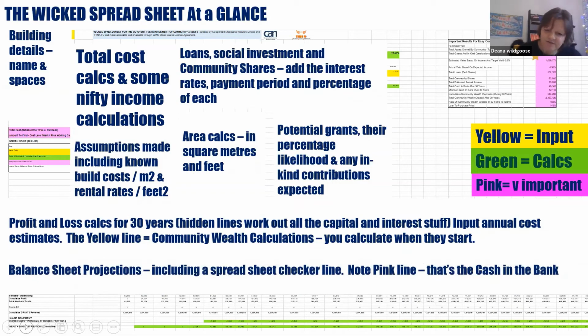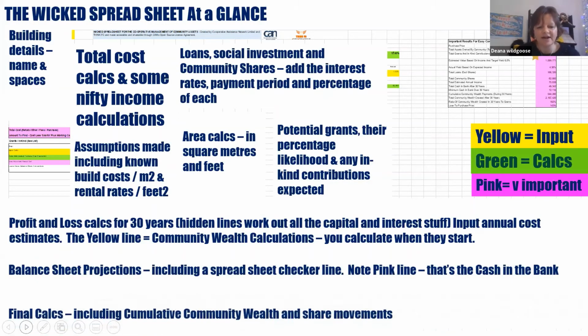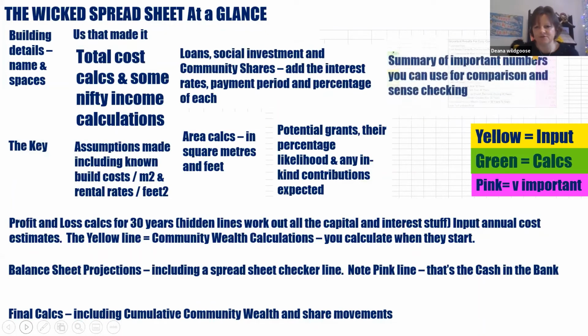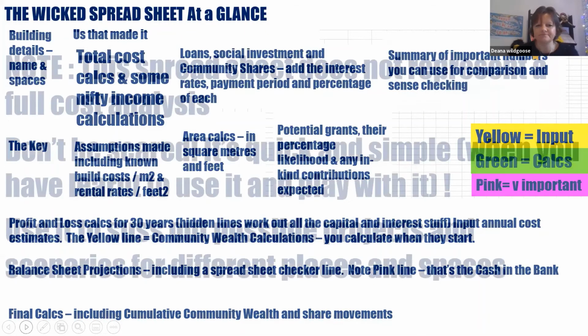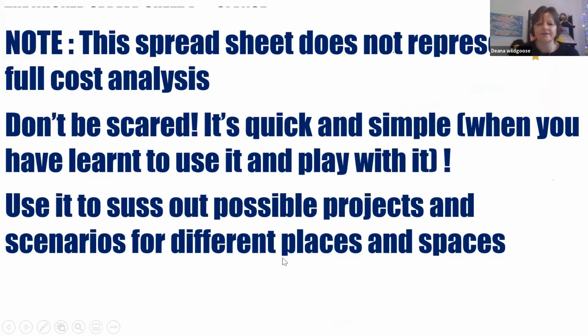Balance sheet projections for 30 years, including the pink, very important cash line. Final calcs, including community wealth and share movements. The key, people that made it. The summary of important numbers. Okay, just as a reminder, it's not a full cost analysis, but it does help you get started. And once you are familiar with it and play with it, you can make it your own by adding in various things.